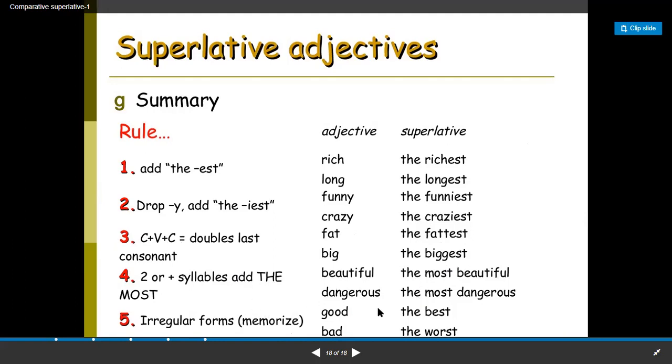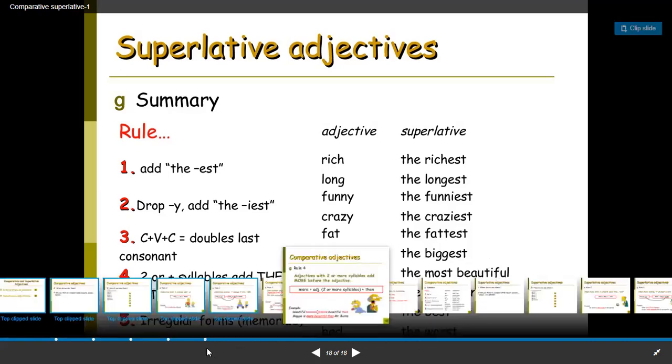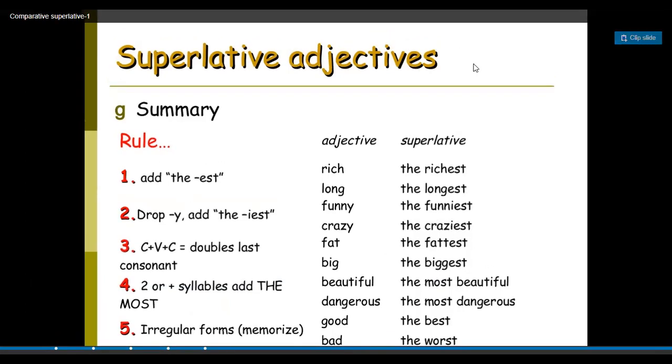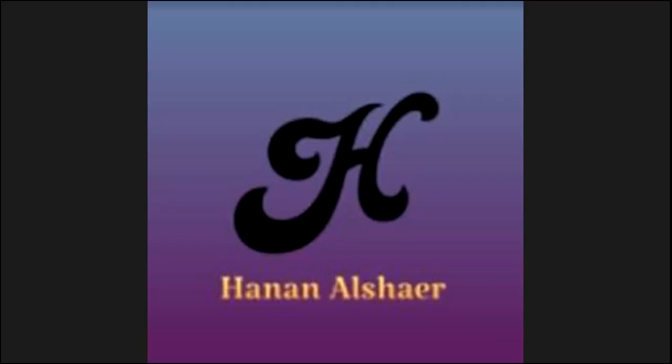And then if I have a word like good and bad, and I want to change it to superlative, then good will be the best, bad will be the worst, far will be the furthest, and more will be the most. Okay? These are the irregular words and the 5 rules we have for each comparative and superlative. Okay, let's go right now and apply it on the exercises and see if you can do it.